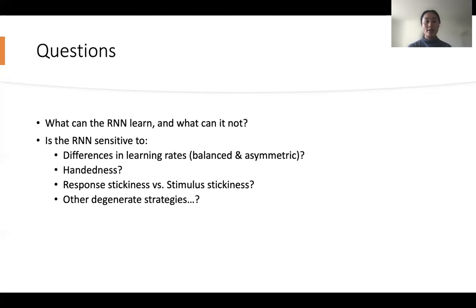Also, is the RNN sensitive to handedness, which means that if someone just sticks to one side of the action, can the RNN model this type of behavior well? And also, is the RNN sensitive to someone that arbitrates between response stickiness versus stimulus stickiness, and perhaps other degenerate strategies?